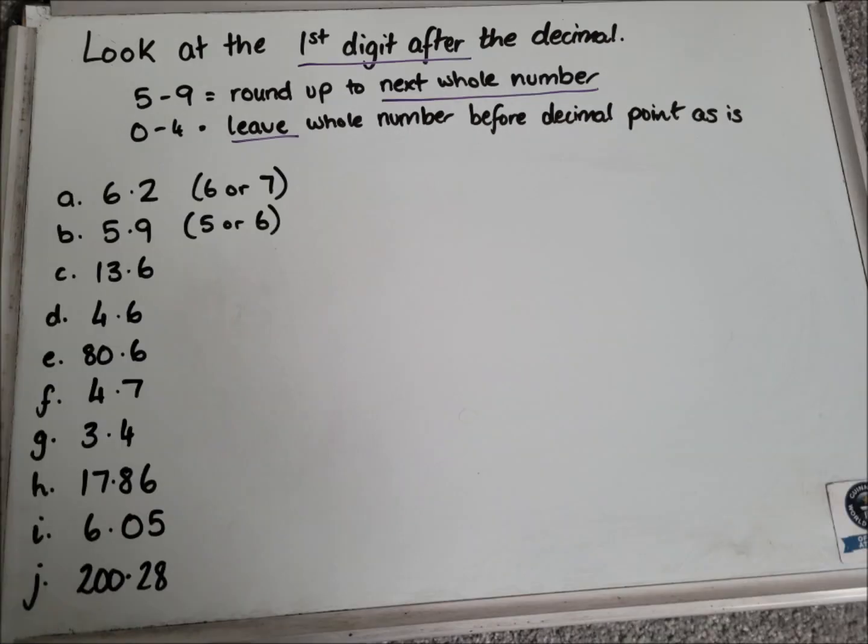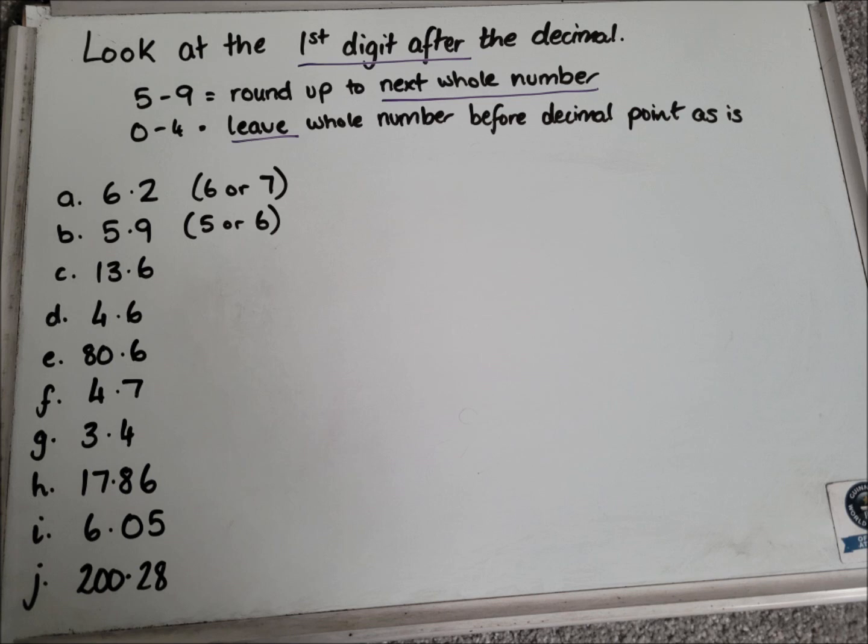So for A, we have 6.2. So you have to work out, is it closer to 6 or is it closer to 7? So we look at the 2 and we see that we are going to leave the whole number before the decimal point as it is. So that answer would be 6.